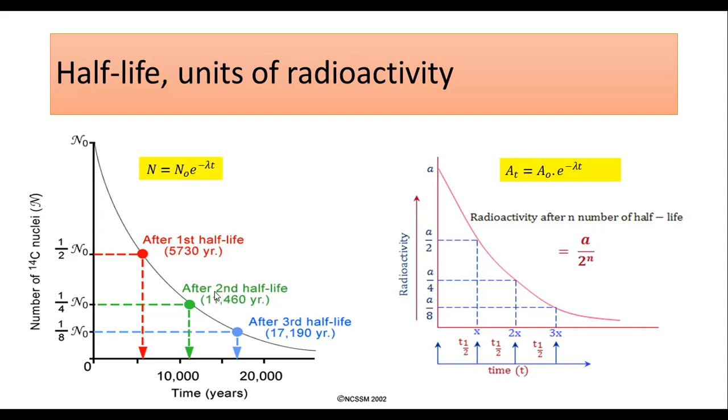This will give you the value of 11460. That means this is double this one, because for the half-life you are getting the half. Now, if you subtract this minus this, you will get the same value, 5730. And similarly, if you further halve this one, you will get the value from the x-axis. The value is 17190. This is the third half-life, and when you subtract this minus this, you will get the same half-life. So this is the half-life of carbon-14.